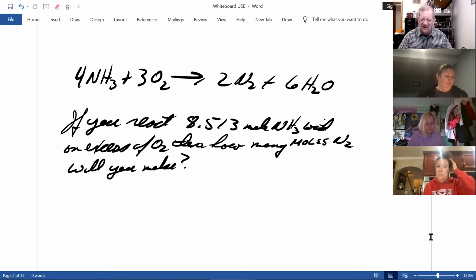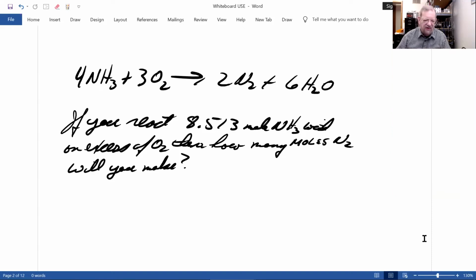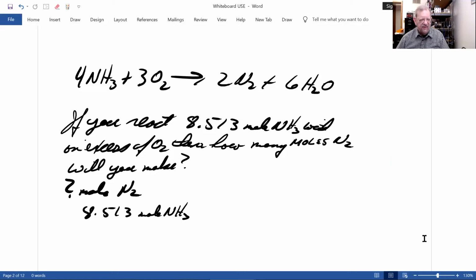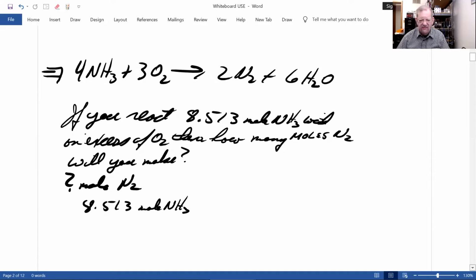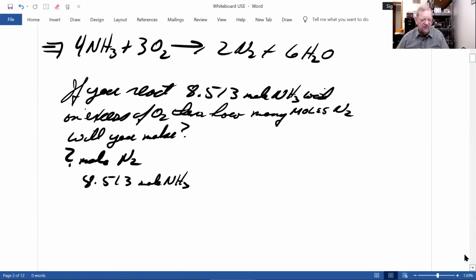All right, everybody done? Let's do this. What are we being asked to find? Moles, nitrogen. What are we given? This amount of moles of ammonia. And we're also given this balanced chemical equation. So this is the only number I have to start with.